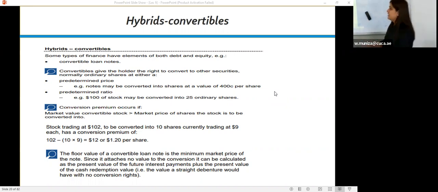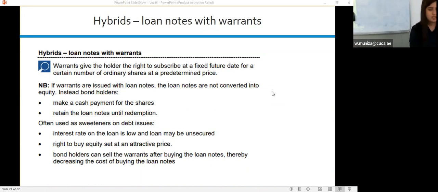In that case, they say it is the present value of the future interest payments plus the present value of the cash redemption value. So what is going to be the floor value then? It will be the present value of the future interest payments plus the present value of the cash redemption value. You are going to convert them into present value in order to get the floor value. And what is the floor value? It is the minimum market price of the loan note at the time of conversion. The floor value of the convertible loan note is the minimum market price of the note, and they say that is the value a straight debenture would have with no conversion rights. So this is again jargon, okay? The floor value is the minimum market price of the note, which has the capacity to be converted.